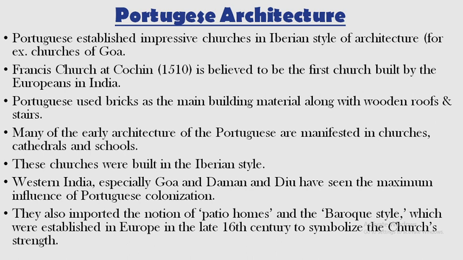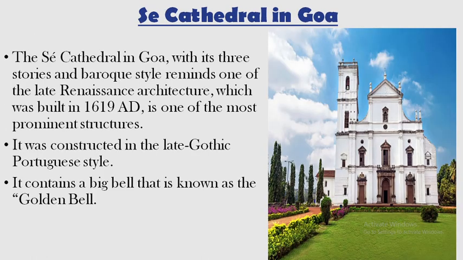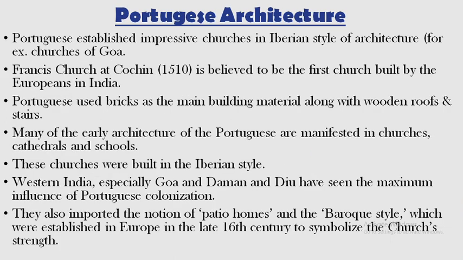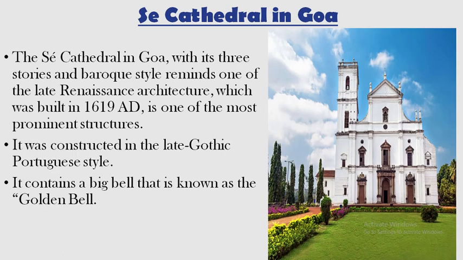They began by constructing trading terminals and warehouses along the coast, which were subsequently transformed into fortified cities. They also imported the notion of patio homes and the Baroque style, which was established in Europe in the late 16th century to symbolize the church's strength. To produce a dramatic effect, it featured extensive, complex, and theatrical design and necessitated the employment of clashing colors.